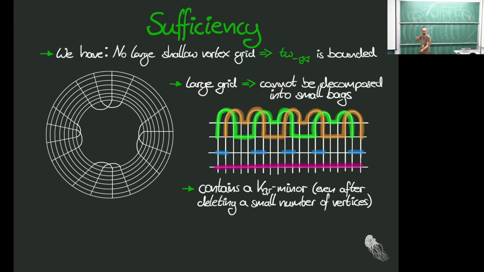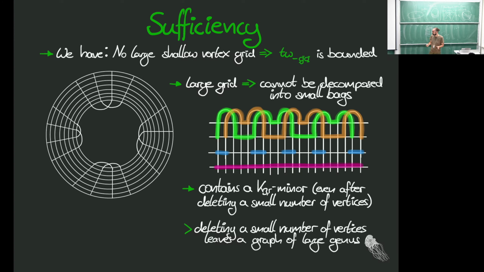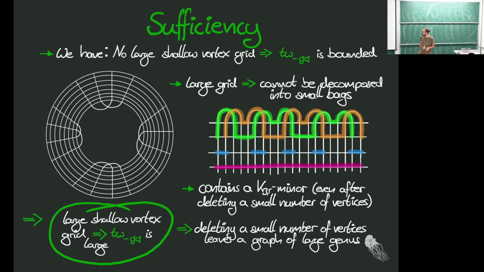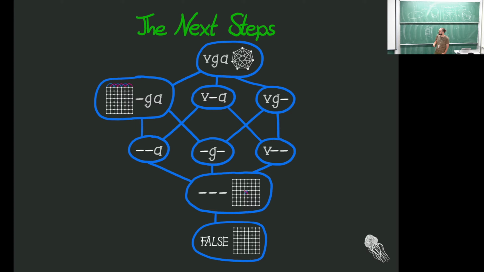This kind of brings up the genus of my graph. So neither can I have a nice tree decomposition, nor can I just, after removing a small number of vertices, produce something that's of bounded genus. So no matter what happens, the parameter tree width plus genus apex will be large. So that's my sufficiency, and I think also my time is almost up. So just finish with kind of an overview of what we have done and what could happen next.